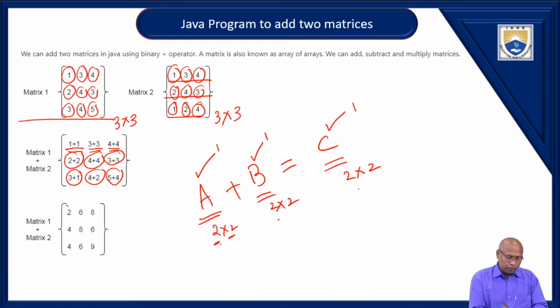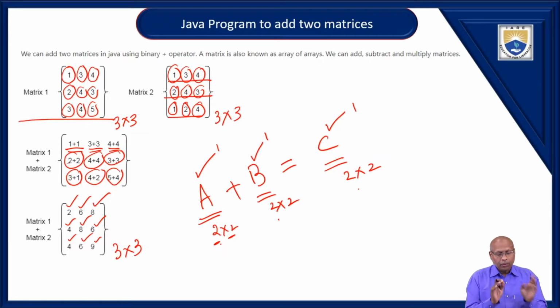So 1 plus 1 is 2. 3 plus 3 is 6. 4 plus 4 is 8. 2 plus 2 is 4. 4 plus 4, 8. 3 plus 3, 6. 3 plus 1, 4. And 4 plus 2, 6. 5 plus 4, 9. So this is my resultant matrix. This should also be a 3x3 matrix.